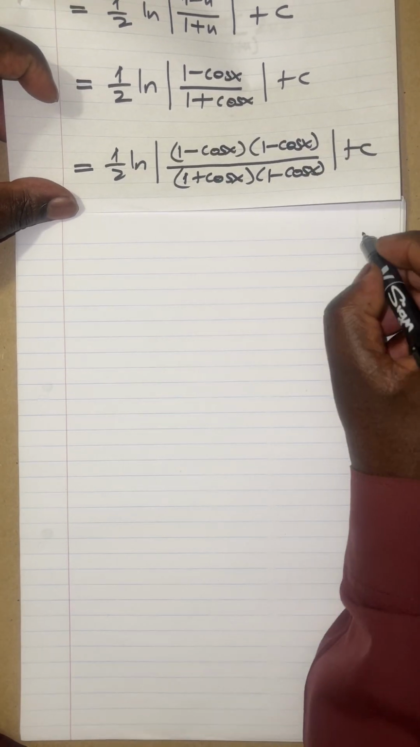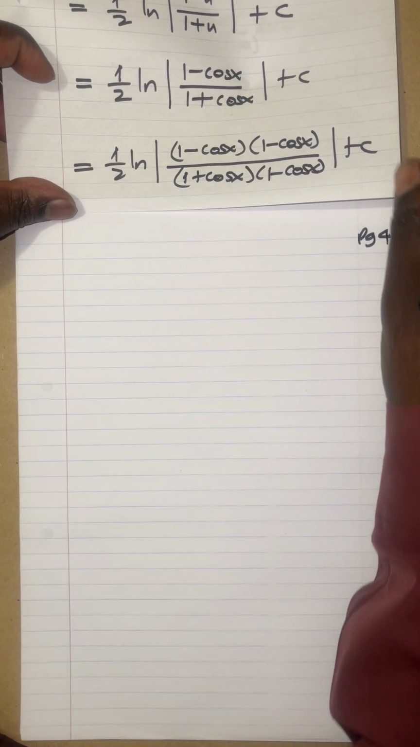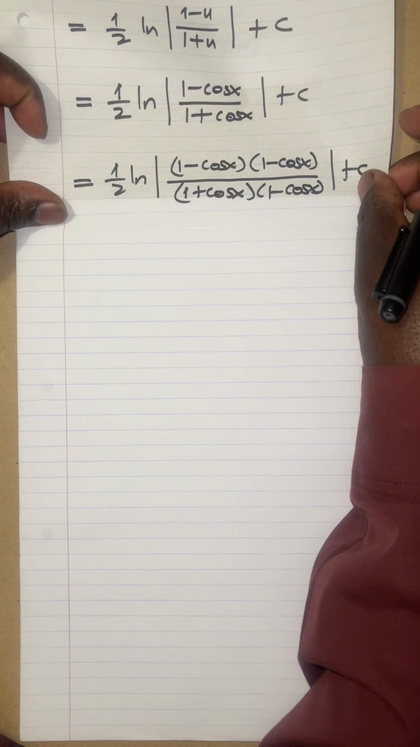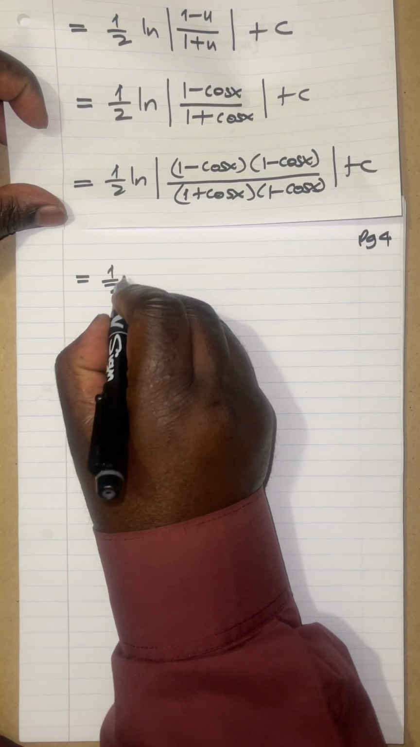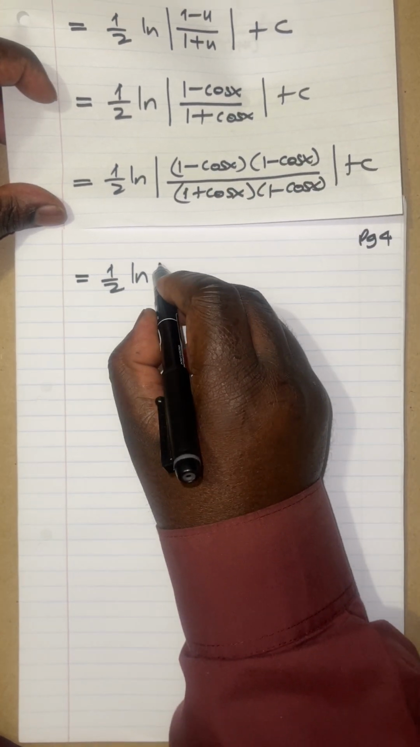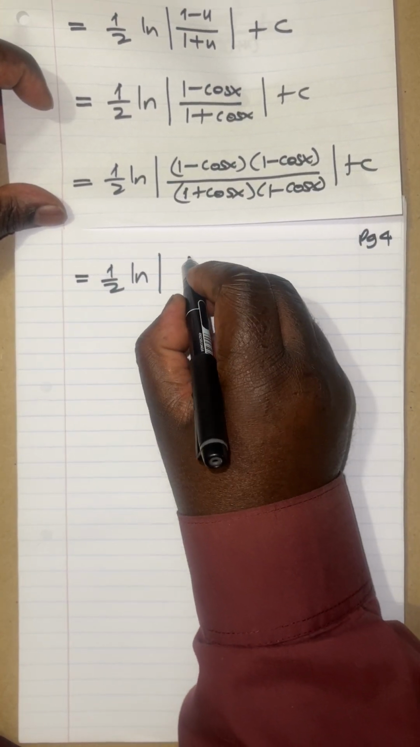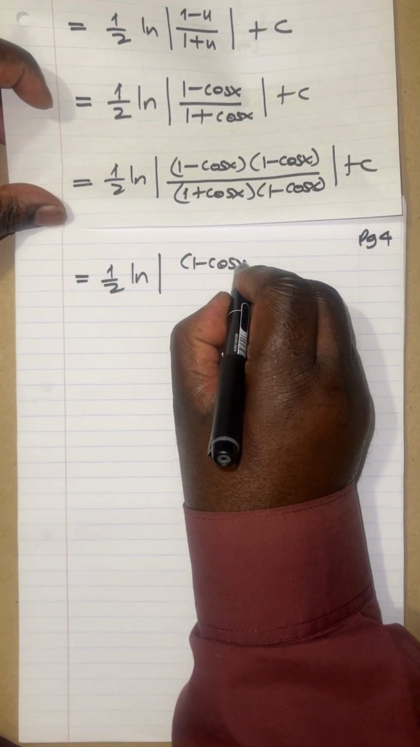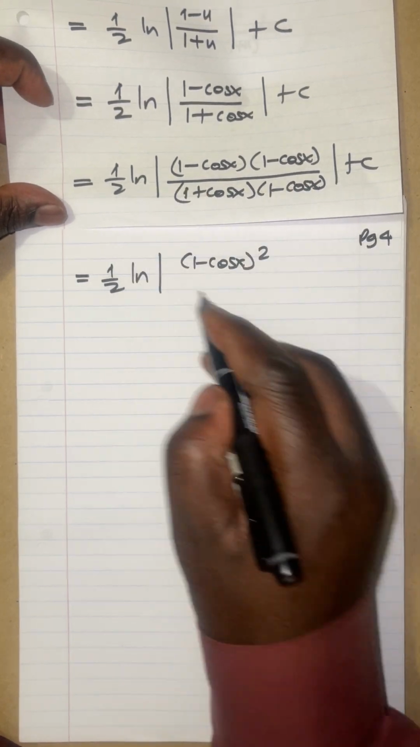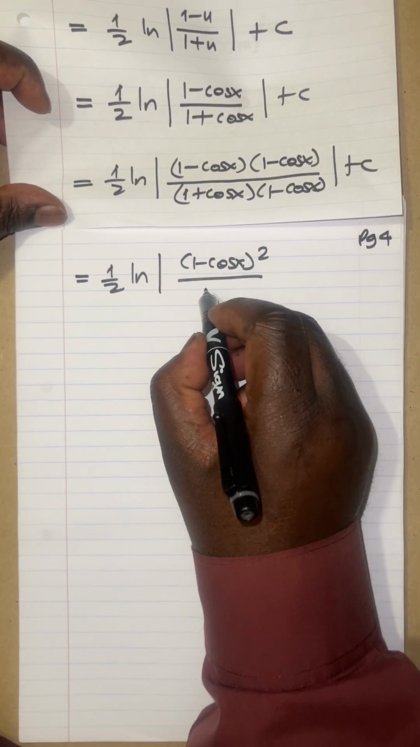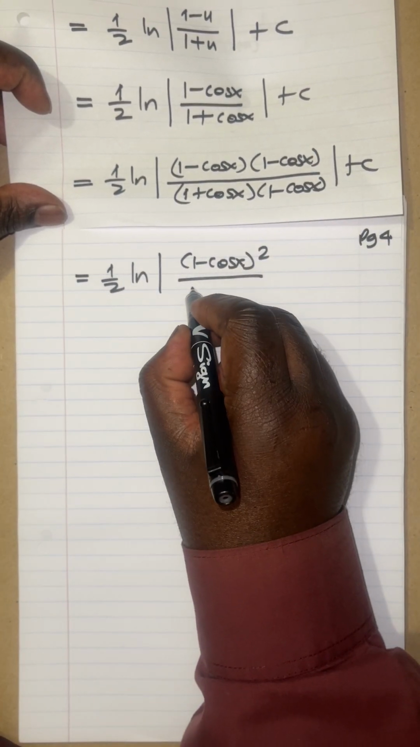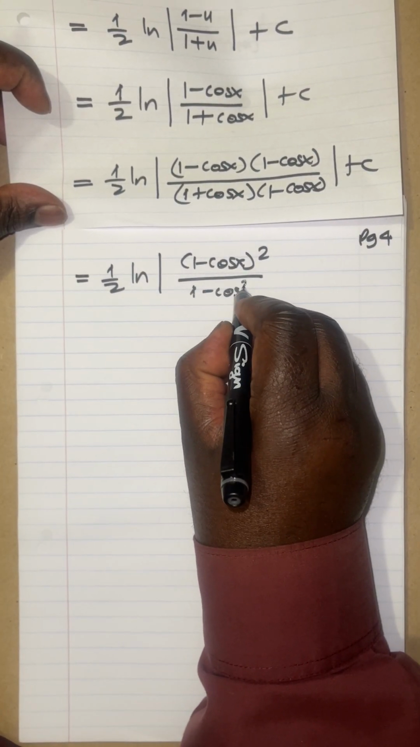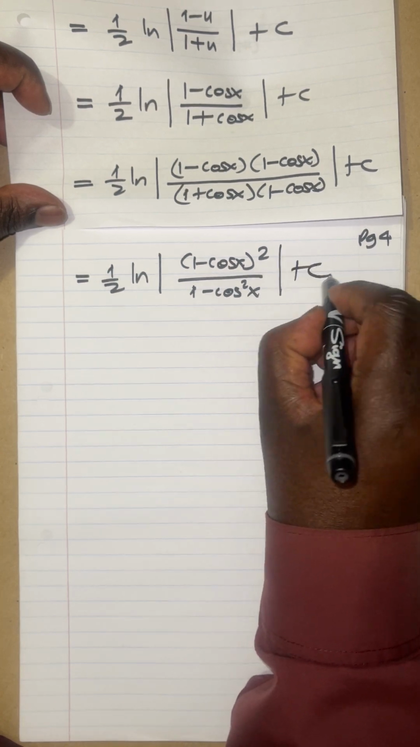Right. Taking us to page 4. We're basically simplifying this. We're done so far. We're just simplifying this. So we obtain an expression that many people are familiar with. So that is going to be equal to half natural log of the numerator changes to, remember, 1 minus cos x, basically squared, because these two terms are the same. In the denominator, if you do difference of two squares expansion, you're going to have 1 minus cos squared x, like this, plus c.